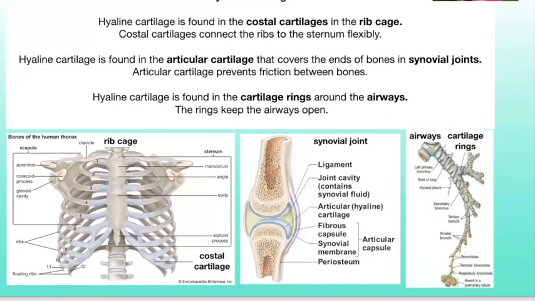Hyaline cartilage is found in many places throughout the body. It's found in the costal cartilages in the rib cage. The costal cartilages connect the ribs to the sternum flexibly to allow for breathing to take place. Hyaline cartilage is found in the articular cartilage that covers the ends of bones in synovial joints. Articular cartilage helps prevent friction between bones. Hyaline cartilage is found in the cartilage rings around airways, and the rings help keep the airways open.